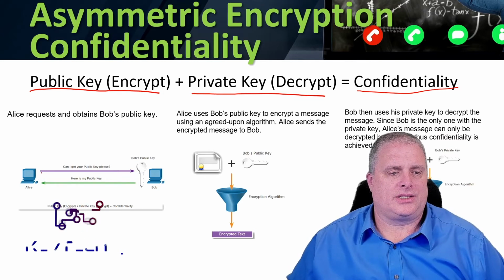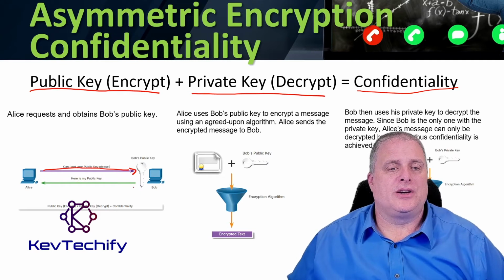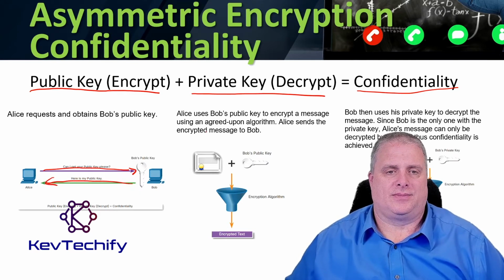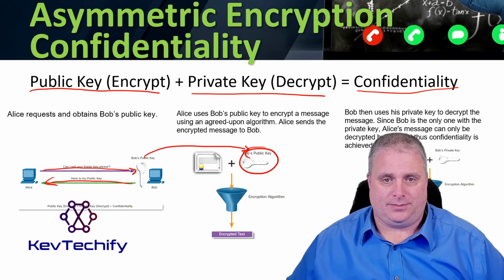So Alice says, "Can I get your public key, please?" Bob says, "Okay, here's my public key," and sends it to Alice. Then Alice uses Bob's keys. So once again, that's Bob's keys that Alice requested.